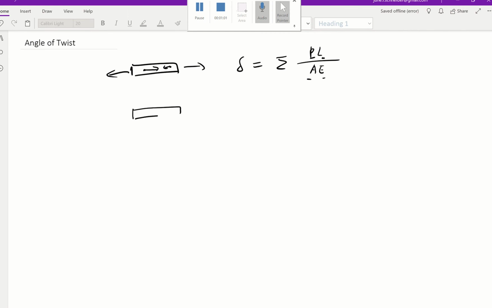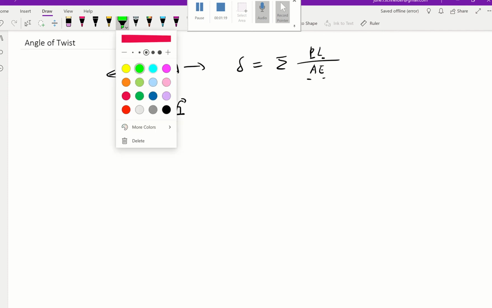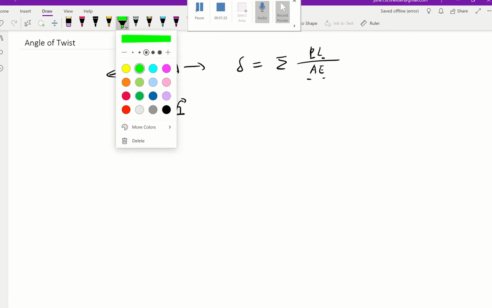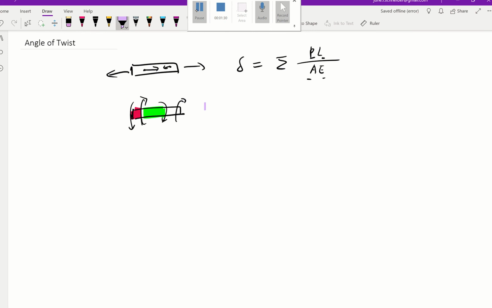However, now we no longer have axial loading. We will have a bunch of torsion. Let's see, I could make a few in there, and then we have a few sections. For example, here I have this first section, then another section in the middle with a different internal torque, and then another section. So those are three different sections, and each section is going to have its own internal torque.